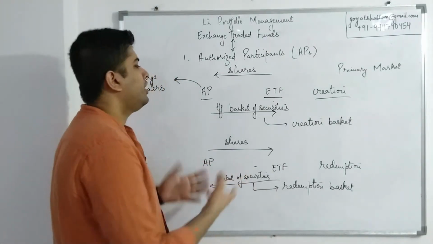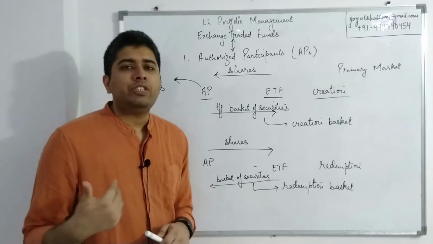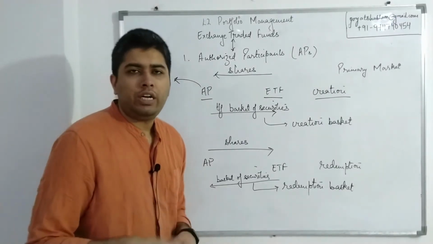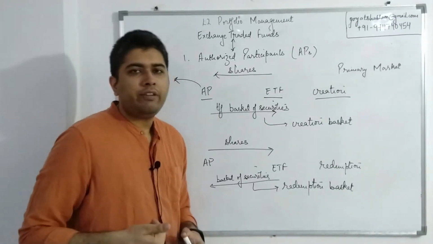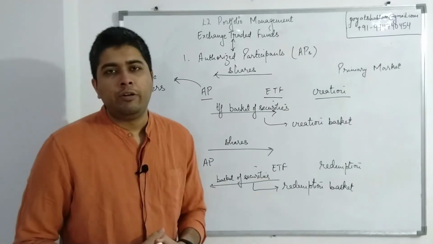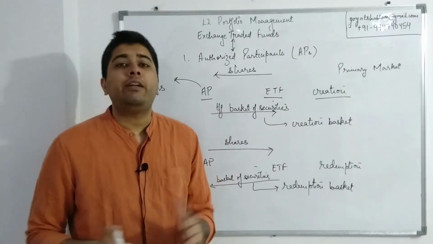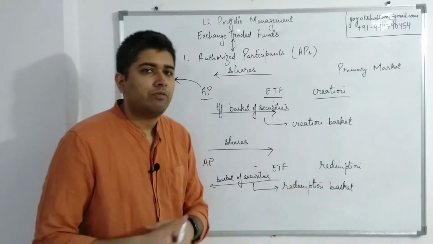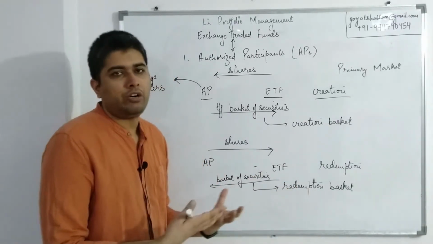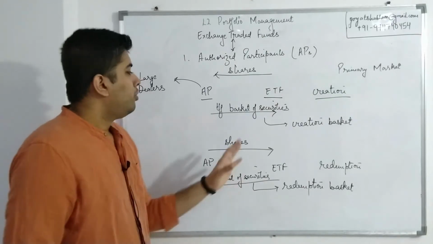And the same thing goes for the creation basket also. The ETF would have a general idea of the securities the AP would give if he wants to create more shares. So these are just a set of securities. It depends on what the ETF is tracking. The securities would generally be similar to that. So I hope all of this makes sense.